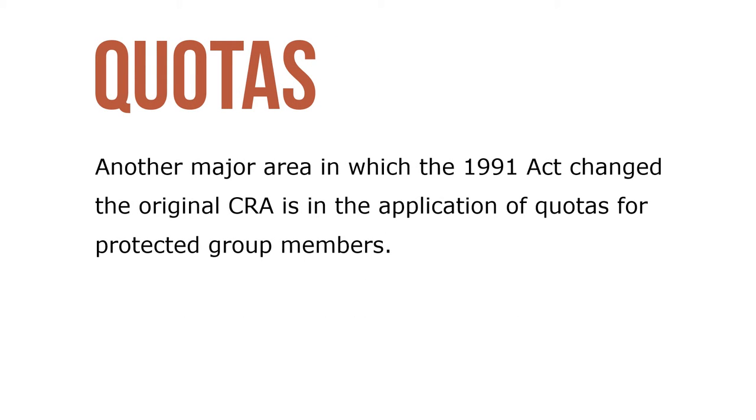Another major area in which the 1991 Act changed the original Civil Rights Act is in the application of quotas for protected group members. Many companies, after the 1964 Civil Rights Act was introduced, created or used quotas for hiring and promotion. The quotas were made explicitly illegal by the 1991 Act. In addition, the Act prohibits discriminatory use of test scores, which is commonly called race norming.